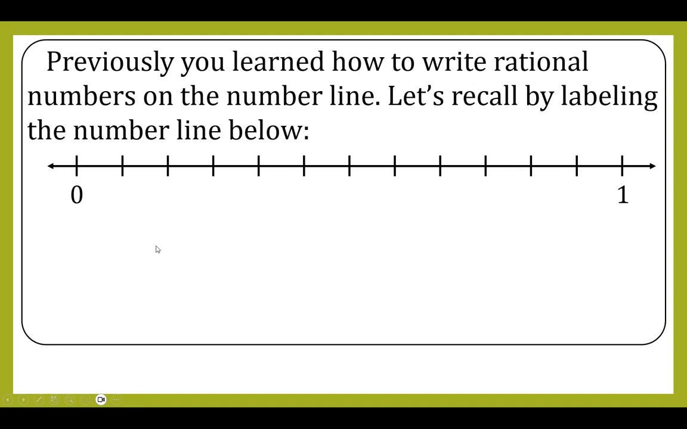So here on my number line, I have 0 to 1. Now, if I count the intervals, I have 1, 2, 3, 4, 5, 6, 7, 8, 9, 10, 11, 12. I have 12 intervals. If you remember in the previous lesson, we take the number that we are given, 1, and we divide it by the number of intervals. Well, 1 divided by 12 is 1/12. So that tells me that each interval is increasing by a value of 1/12.